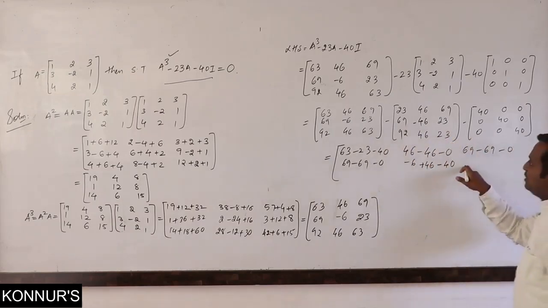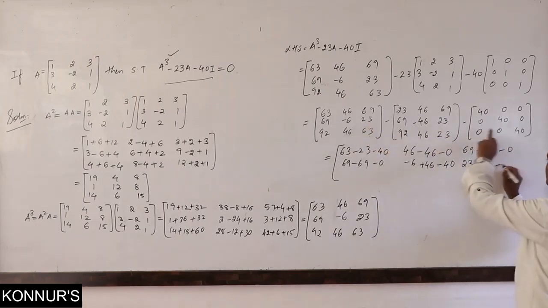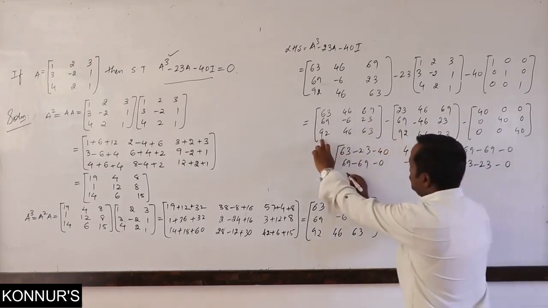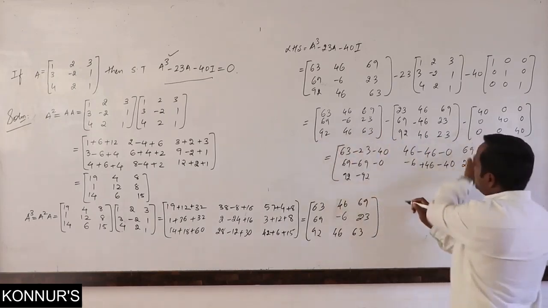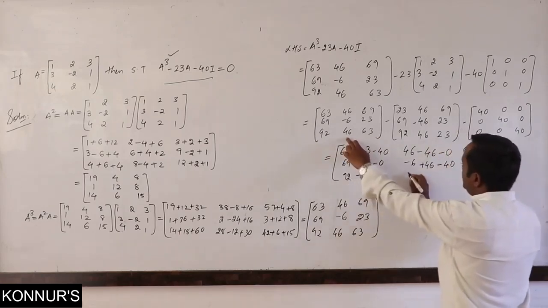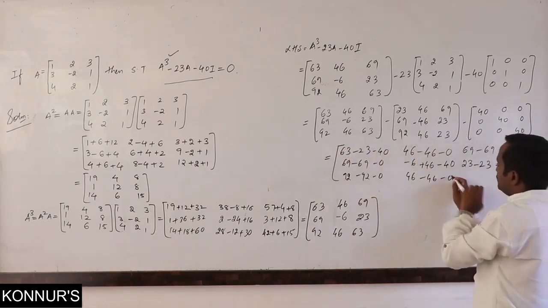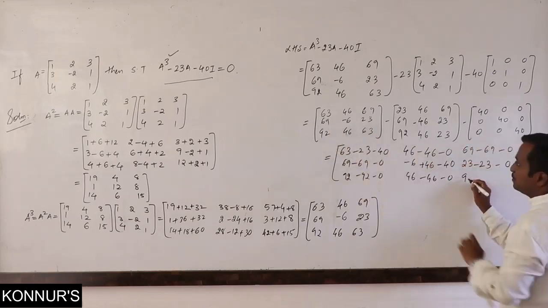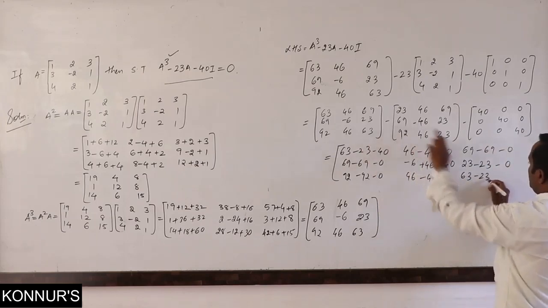60, this will be 23 minus 23, minus 0. Next, 92 minus 92, minus 0. Next, 46 minus 46, minus 0. Next, 63: 63 minus 23 is minus 40.